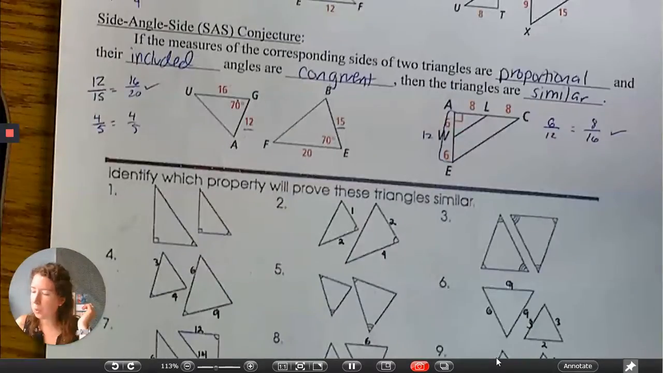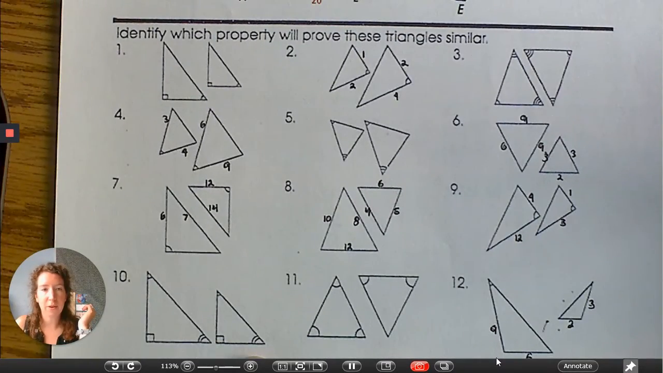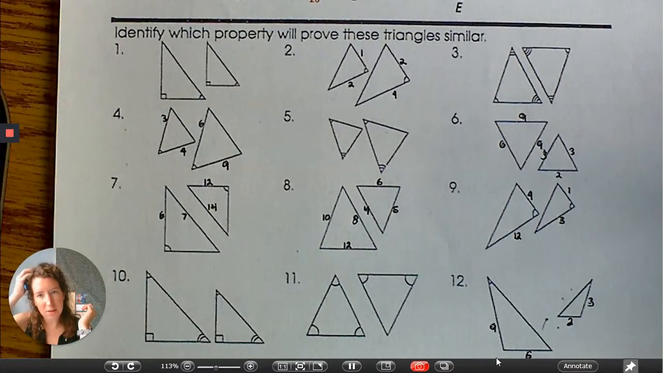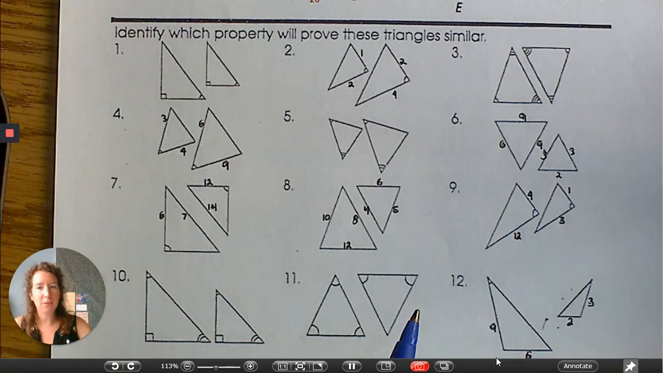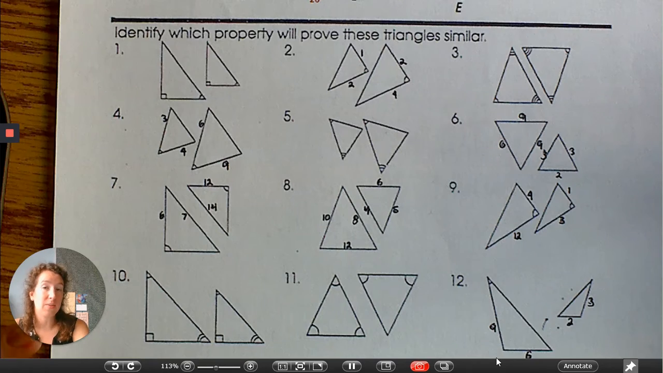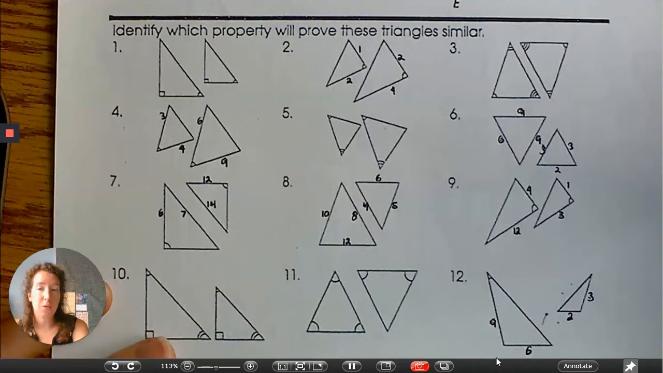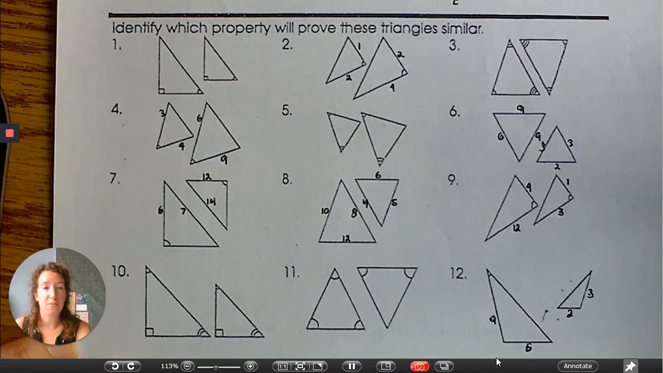So let's do a little bit of practice, okay? Some of these numbers are hard to read. I tried to make them darker, but let's go through maybe a couple together, and then I'm going to have you pause this video and do the rest of the 1 through 12 by yourself.